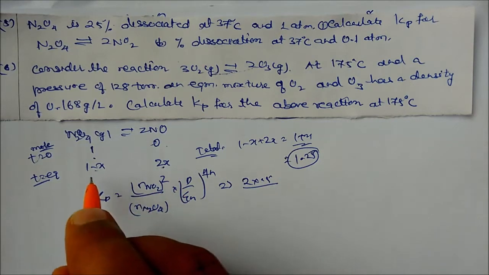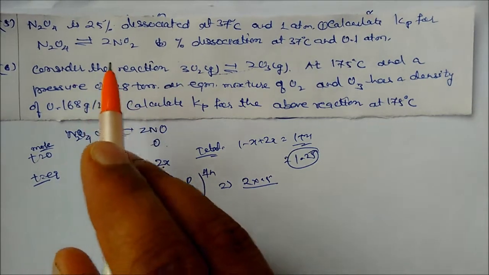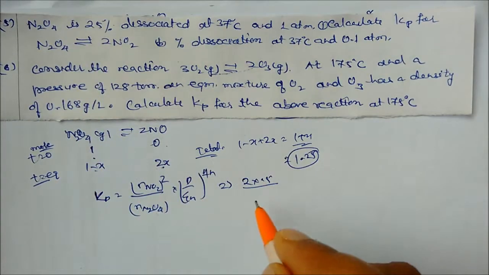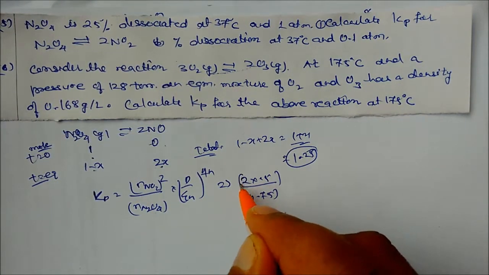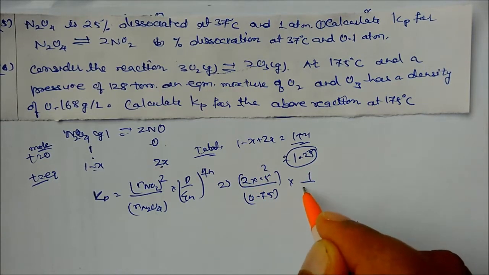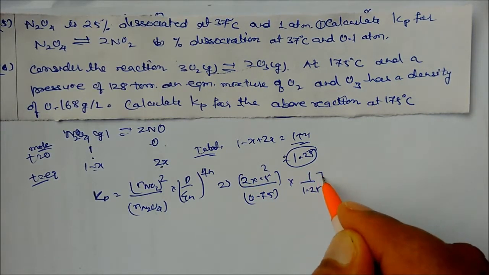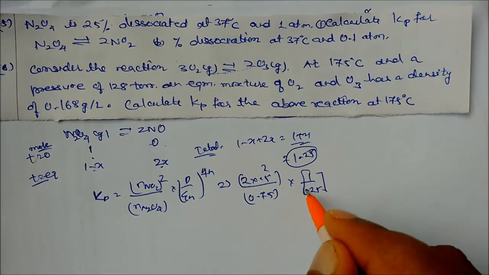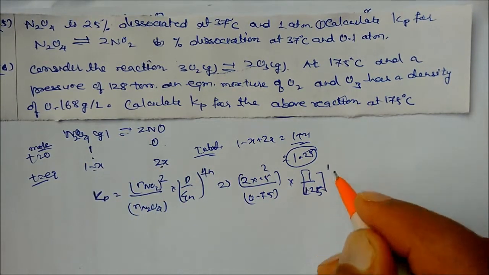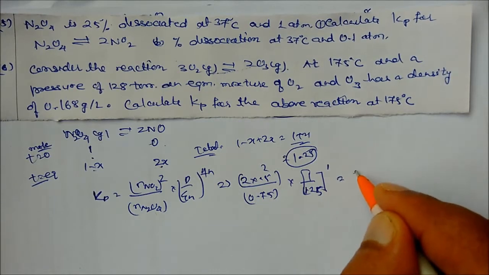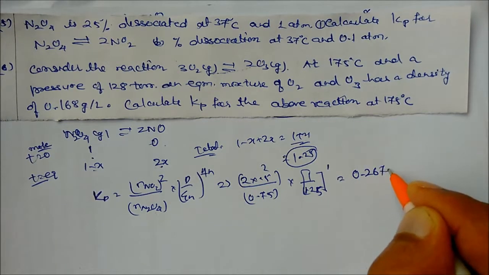So this is how much? So 1 minus x means how much? So it is 0.25, so 1 minus 0.25 will be your 0.75. This is whole square, and this is 1 divided by 1.25, this is the whole moles. Again 1.25. So this is your 2 minus 1, so this is your 1 here. So on solving we will get here 2.267 atm.